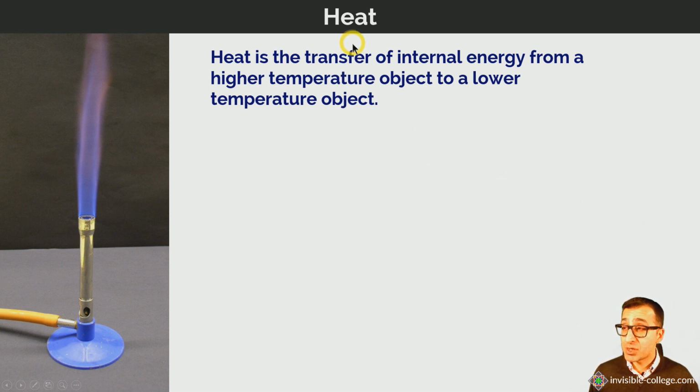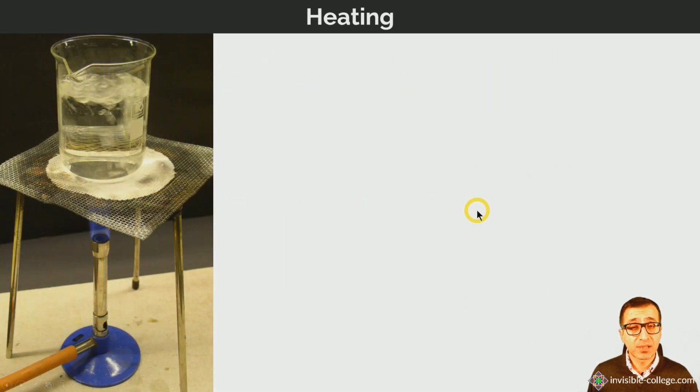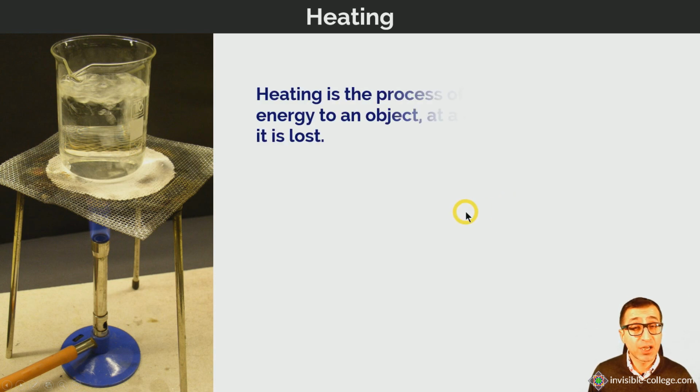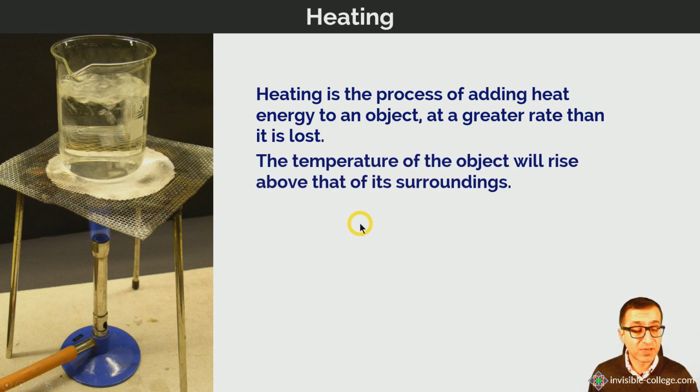Because heat is a measure of the transfer of energy, like any form of measurement of energy, we would give the units of heat in the same units that we measure energy in, which is in joules. So when we heat an object, heating is the process of adding heat energy to an object at a greater rate than the rate at which the object loses heat energy. So the temperature of an object will rise above that of its surroundings.